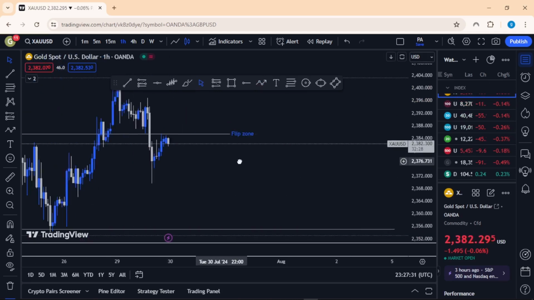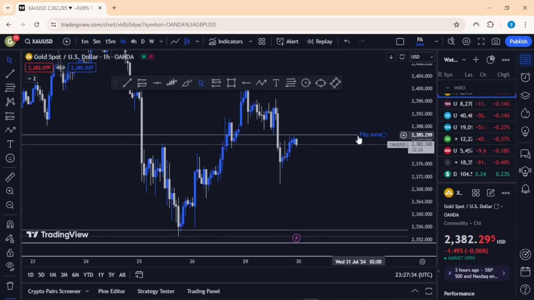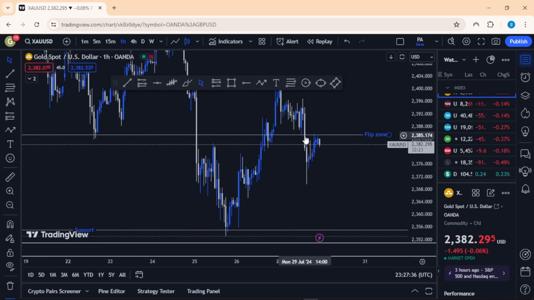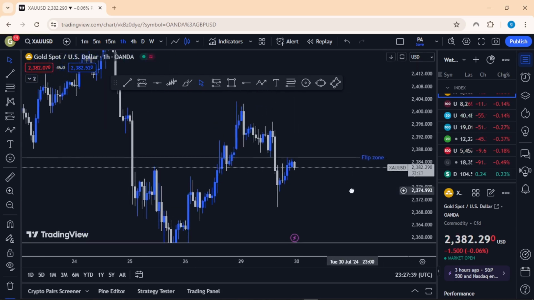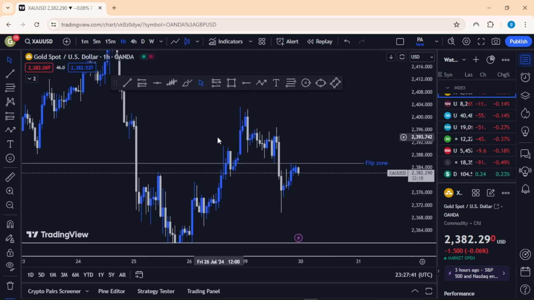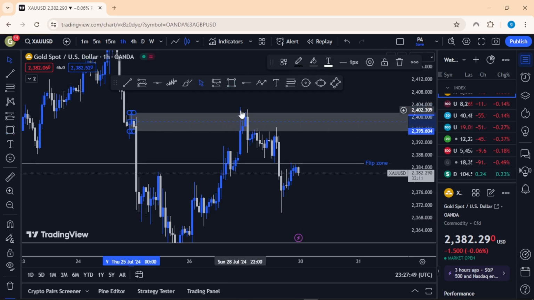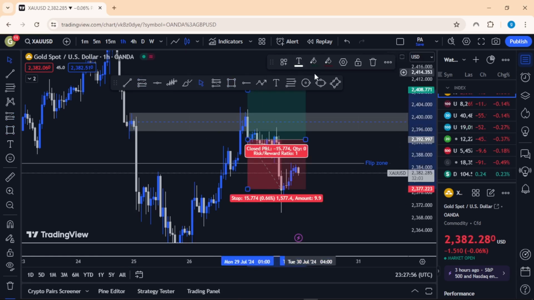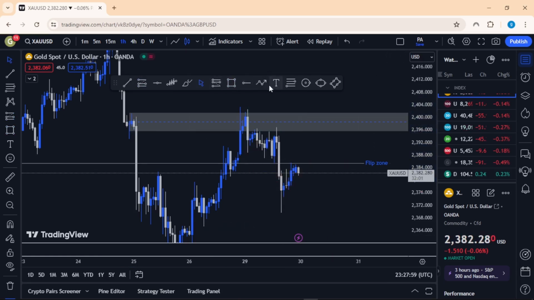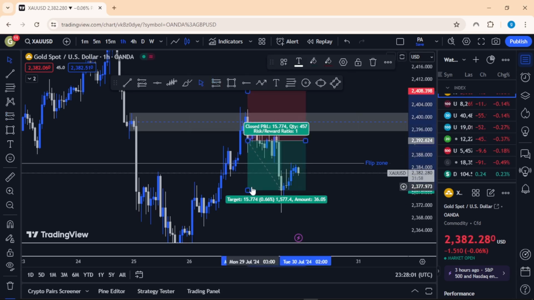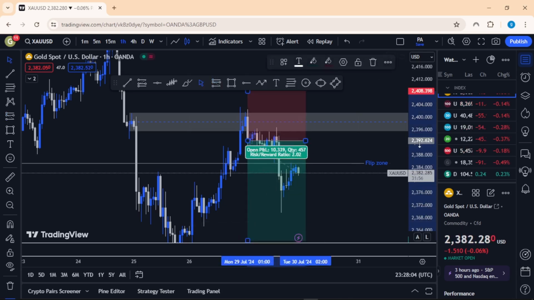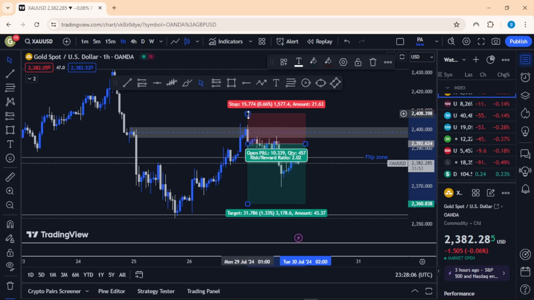You can see for gold here, what I identified is a flip zone. What a flip zone simply means is a support level gradually turning into a resistance level. And if you look at gold here as well, you have supply and demand played out for you. Here is a good supply level, and you can see the market came back into it. If you are taking a sell from the close of this bearish candle, your take profit could be here, and your stop loss as usual above the box.